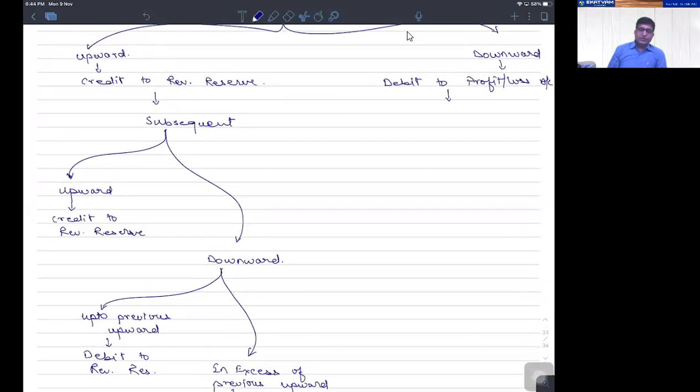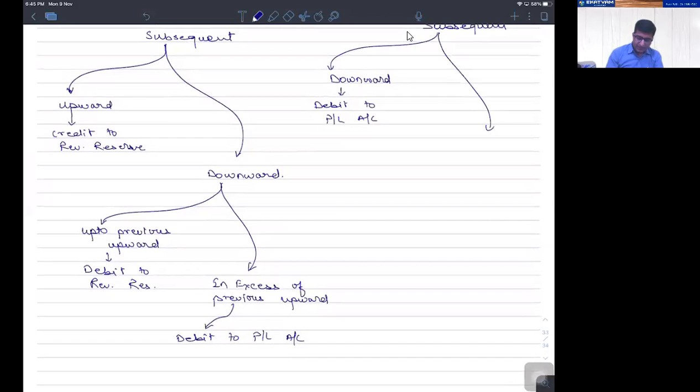Whereas if the previous was downward, then subsequent downward, meaning we had done a downward before and are doing a downward again. In that case what will we do? Directly debit to profit and loss account, right?